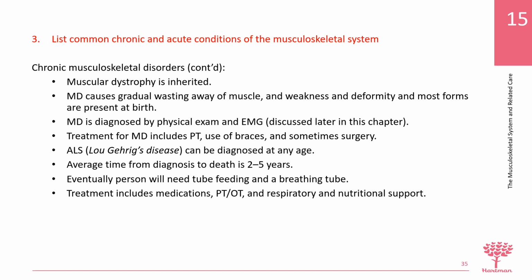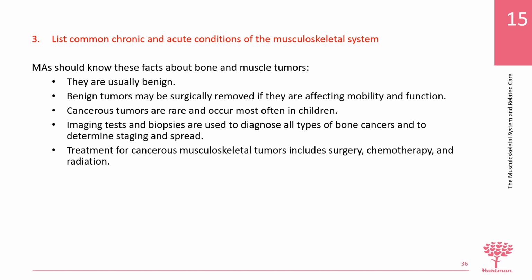ALS, which has also been called Lou Gehrig's disease, can be diagnosed at any age. The average time from diagnosis to death, this is a very chronic disease, is 2 to 5 years. Eventually, a person will need tube feeding and a breathing tube because it affects all muscles, all areas of the body. Treatment includes medication, physical and occupational therapy, and respiratory and nutritional support.